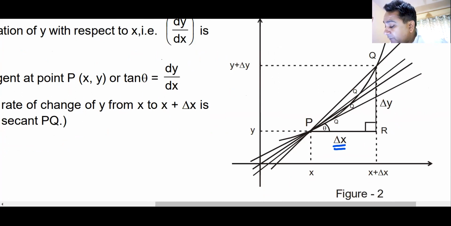This delta x, if I keep on decreasing the value of delta x, if I make delta x smaller, what will happen? The value of delta y will also get smaller. Do we agree on this? If I make the value of delta x small, the value of delta y will also become small. Yes or no? Viney, you got it? What about the rest of the guys? Have you understood this? What happens when I make the value of delta x smaller?